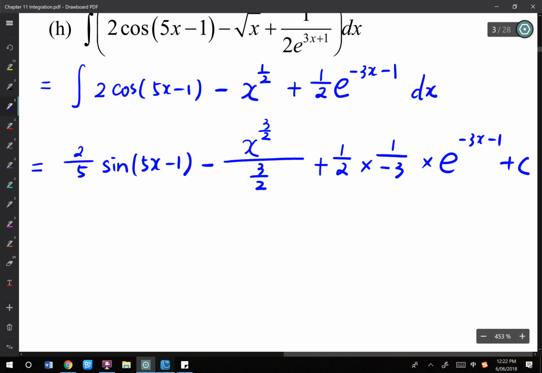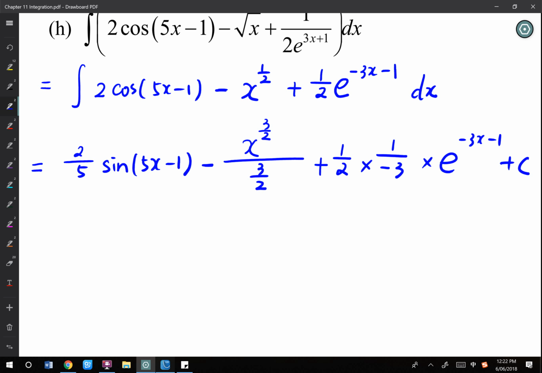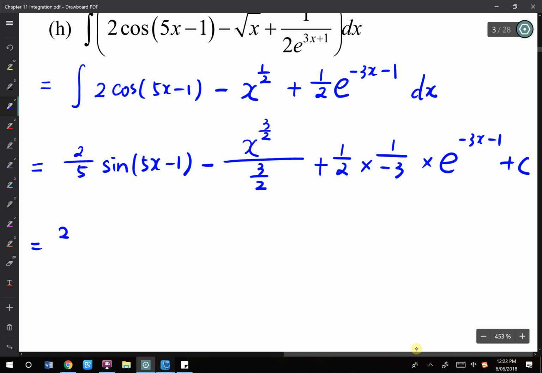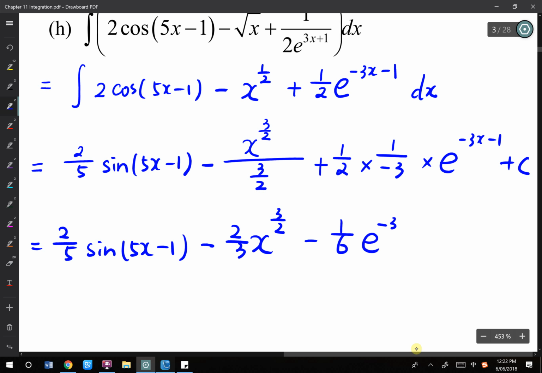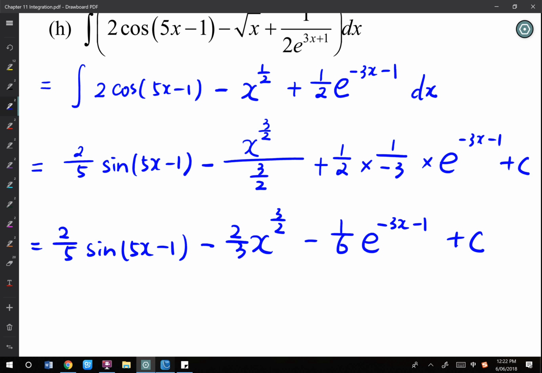Divide by the a. Exponential is easy. Divide by a. That's it. So make it look better. Minus 2 over 3 x to the 3 over 2, minus 1 on 6 e to the minus 3x minus 1 plus c. Do not mix up power function and exponential function. When you deal with exponential function, you don't add the power by 1, okay? You just divide by the coefficient and that's it. Make everything stay the same.